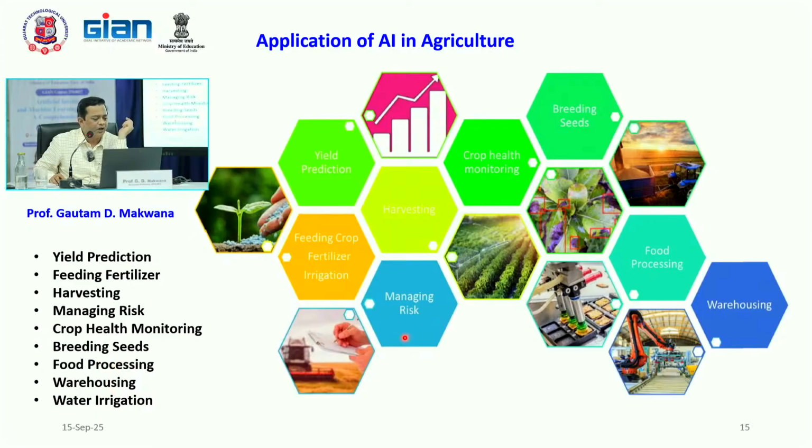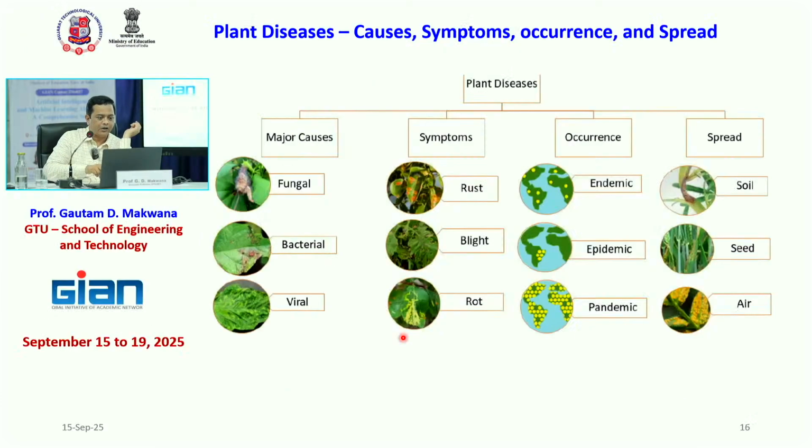And the food processing is the word actually. So how to make your food sustainable, that kind of thing will come in food processing, warehousing, and water irrigation. So these are the application areas in agriculture. By using AI, you can make AI in agriculture.